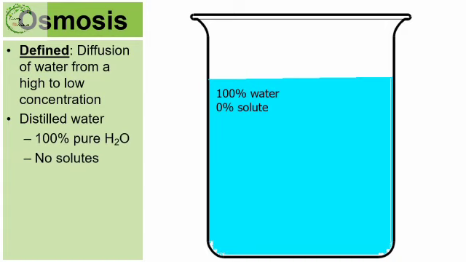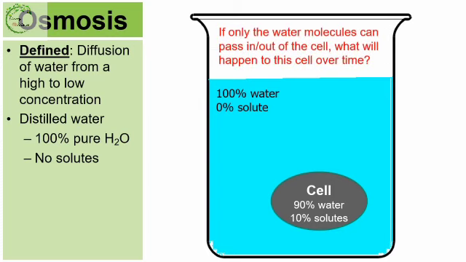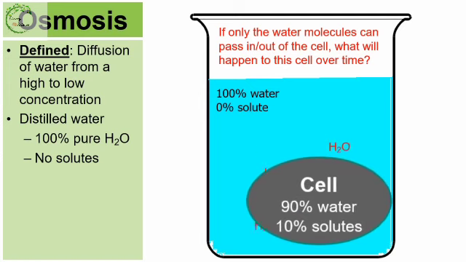Now imagine if I place a cell into distilled water. The cell has, in this example, 90% water, 10% solutes. My question is, if only water molecules can pass in and out of the cell, what's going to happen to this cell over time? Well, I hope you see that through osmosis, water will go from a high concentration of 100% to a lower concentration of 90%. Water will diffuse into the cell and it will probably eventually swell.